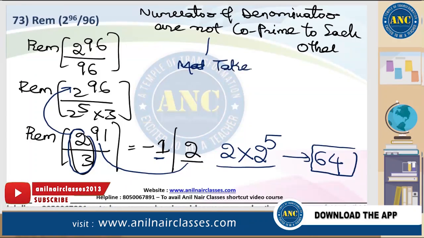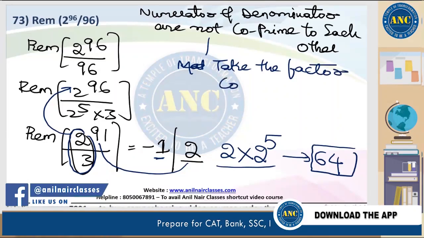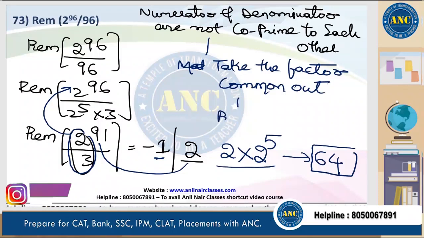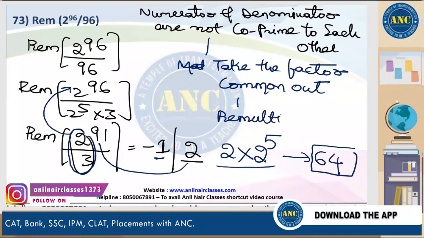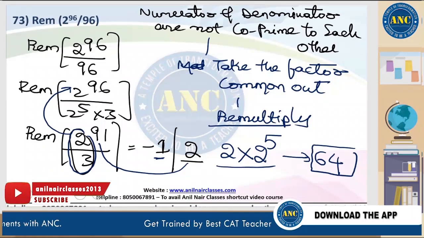Take the factor common out and remultiply. I hope it is clear, right?